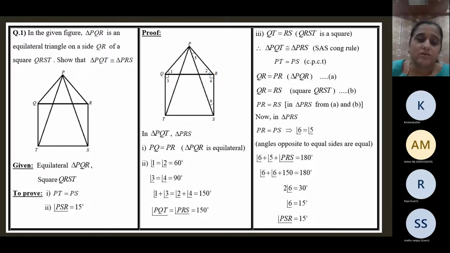So this is the first one in the extra proofs. In the given figure, you can see the figure here. Triangle PQR is an equilateral triangle on a side QR of a square QRST. So QRST is a square, and on the side QR, there stands an equilateral triangle.